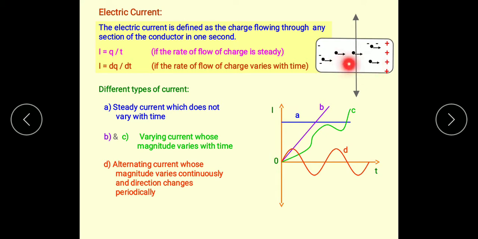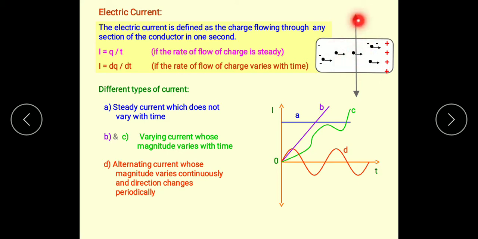Now these electrons are flowing, attracted towards the positive terminal of the conductor. These electrons have negative charge and this side is positively charged, so they attract each other and all the electrons are attracted towards the positive end of the conductor. Now the number of electrons passing through this cross section of the conductor in 1 second, I am again repeating, the number of electrons passing through this section in 1 second is known as electric current.